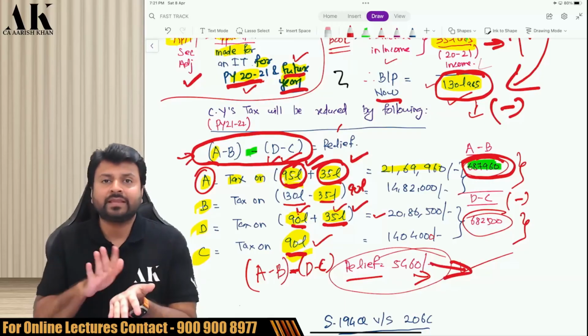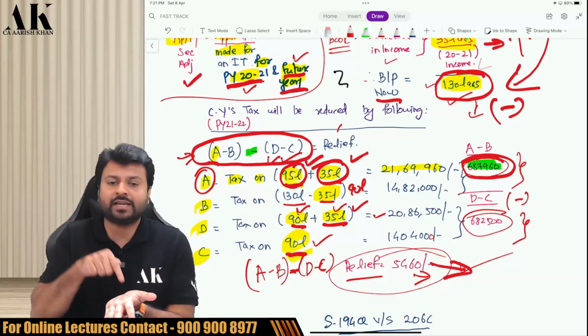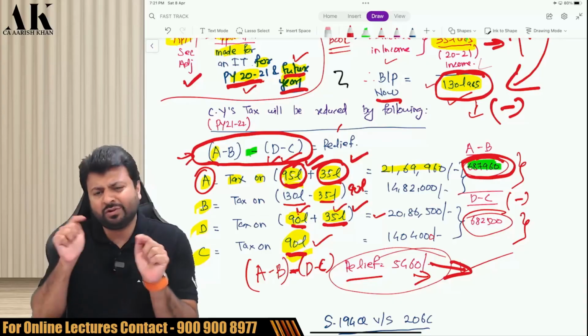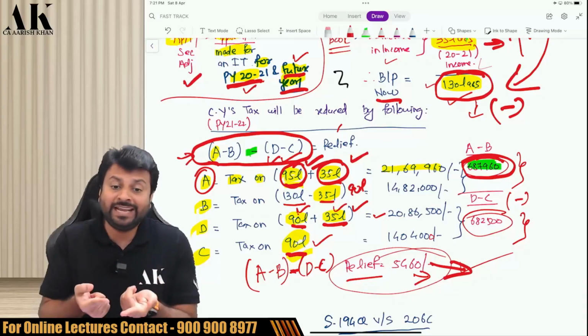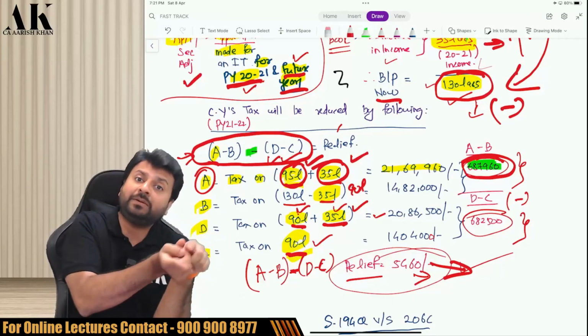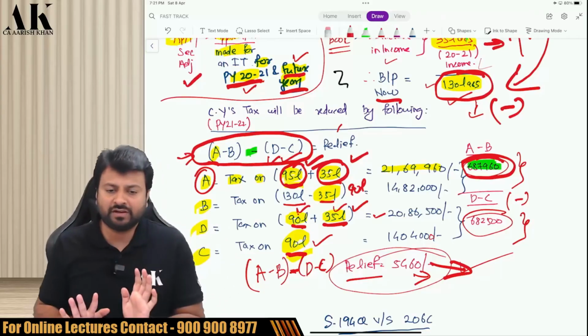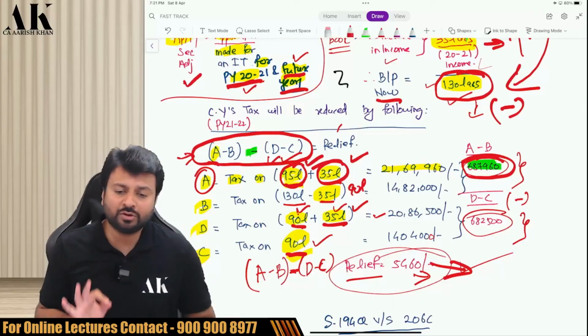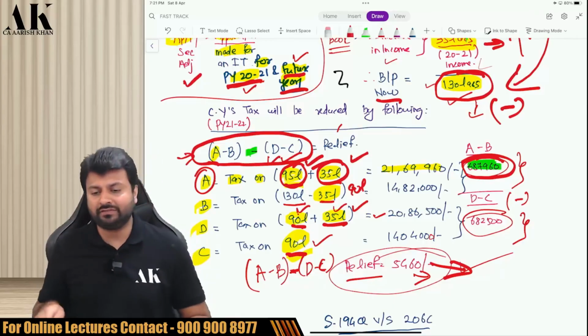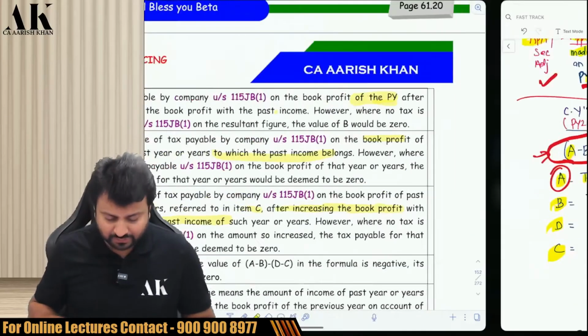What is A? A is current year profit plus past year income. What is B? B is only current year income. What is D? D is last year profit plus last year income. What is C? C is only last year's profit. Okay. So this is what you are supposed to do, and this is how you are going to compute the relief under this particular section. So this is what this provision is all about.